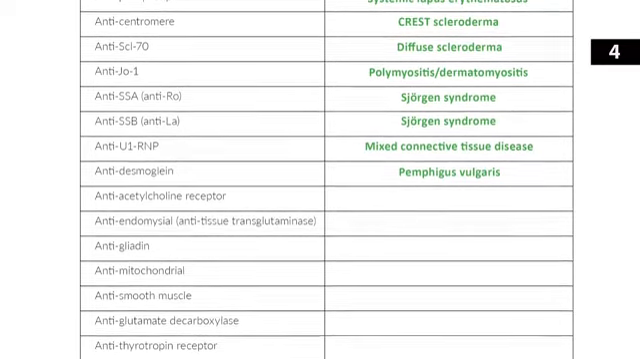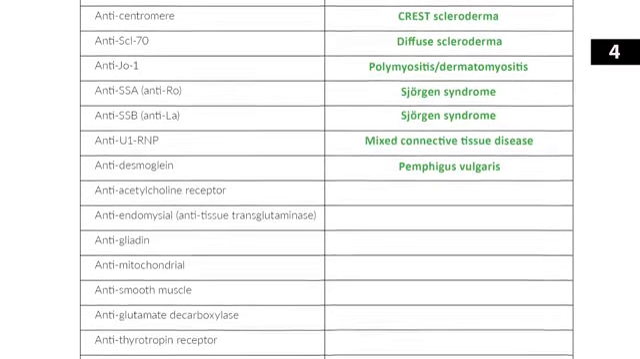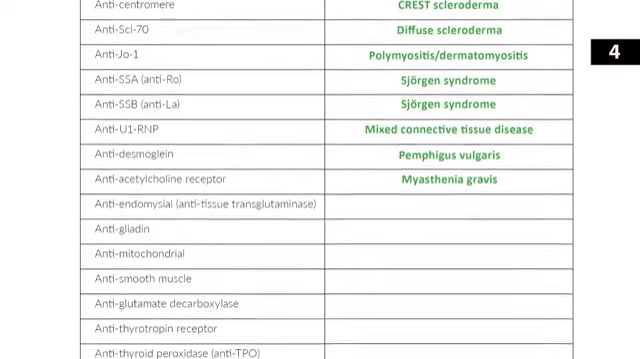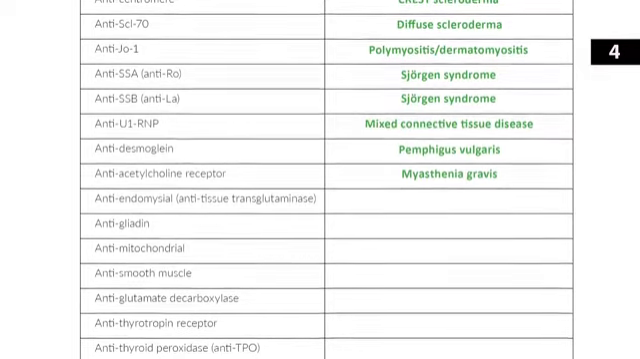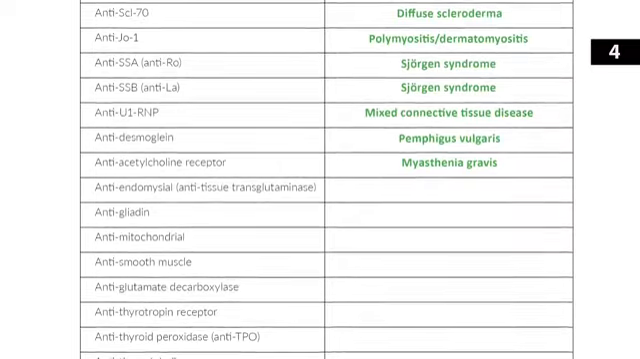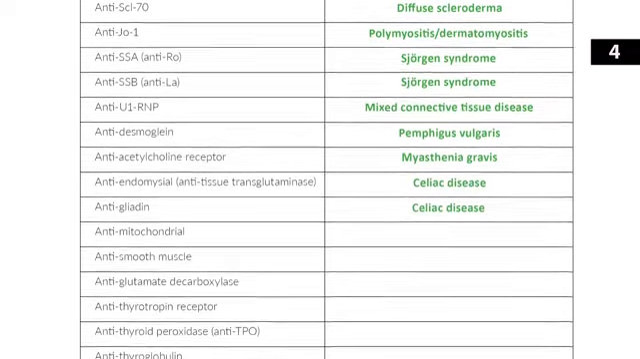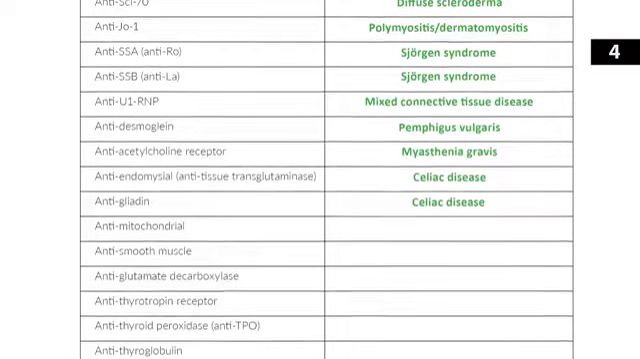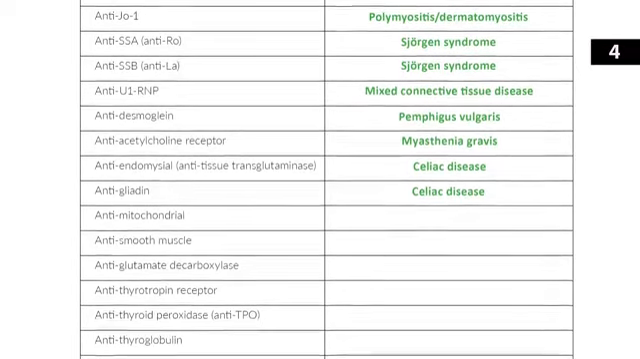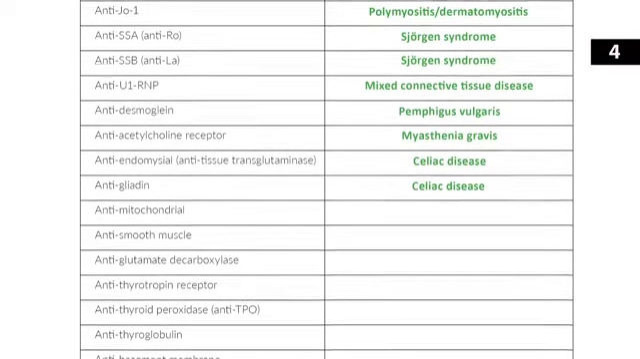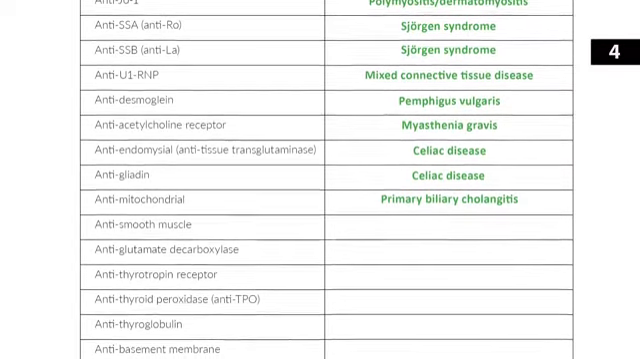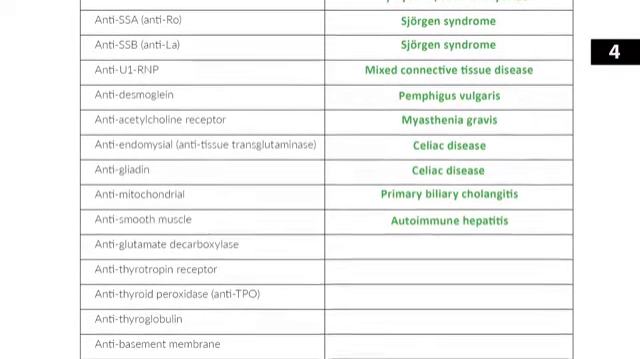Now, if you have an anti-acetylcholine receptor antibody, what disease is that? That's myasthenia gravis. Then we have a couple of GI diseases. Anti-endomysial or anti-tissue transglutaminase antibodies and also anti-gliadin antibodies are associated with celiac disease, where you have a gluten intolerance, and that leads to blunting of the microvilli on your enterocytes and malabsorption.